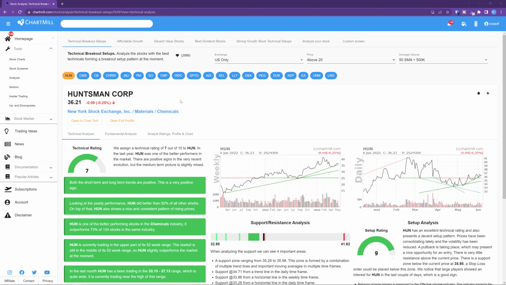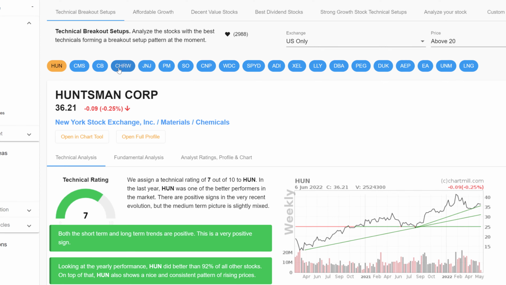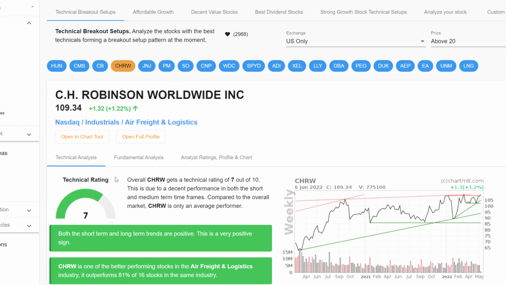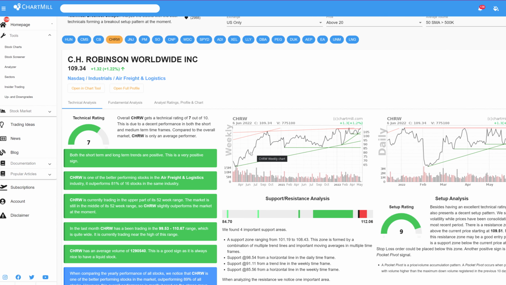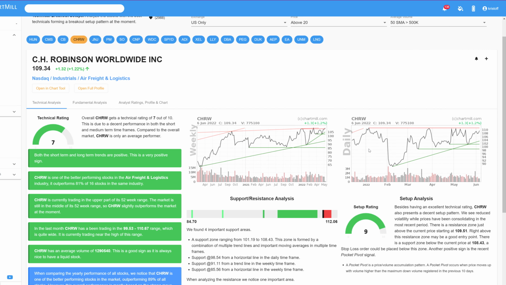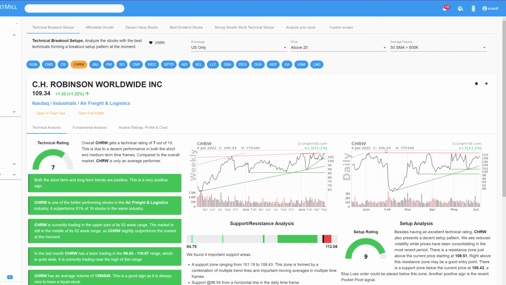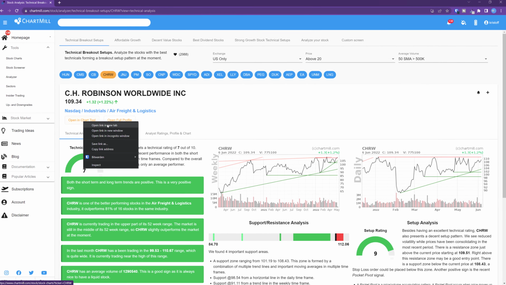So I start with the technical breakout setups, where I have withheld a total of 3 stocks, and the first one is CHRW. As you can see, a technical rating of 7 out of 10 and a setup rating of 9 out of 10. You can see 2 thumbnail charts, a weekly chart and a daily chart, and there is definitely some overhead resistance. Now, if you want to take a closer look in detail, you can open these charts in the chart tool. So I right click and then open link in new tab.